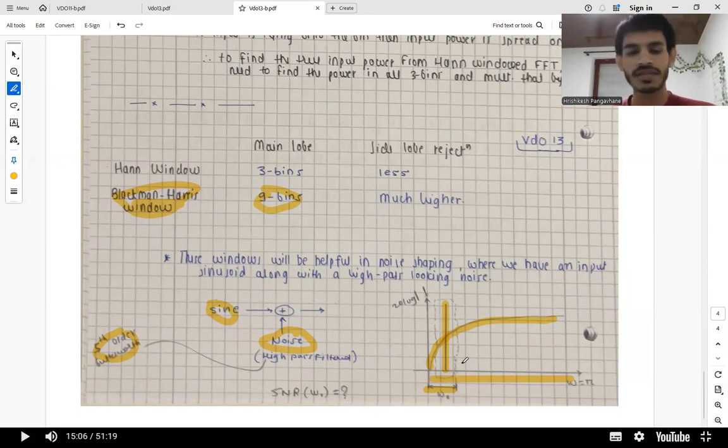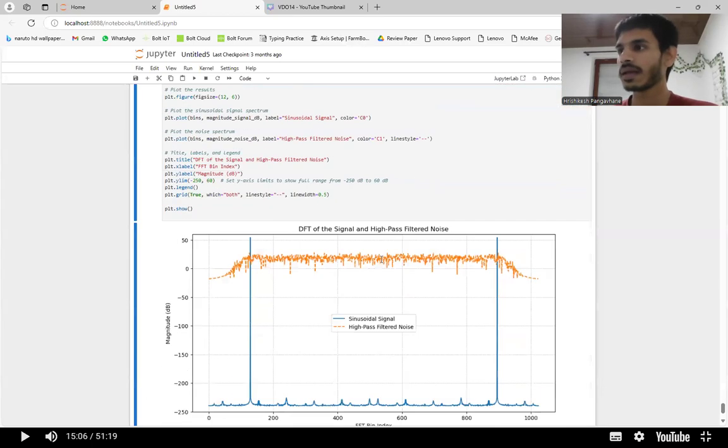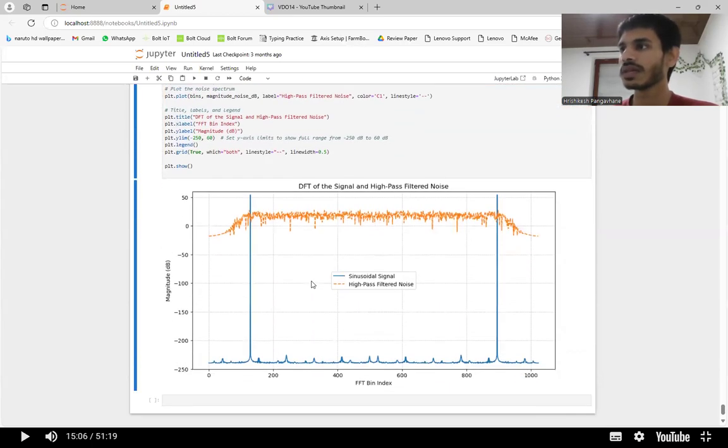So let's see why we actually need this. This is the center axis, the axis of symmetry. Let's talk about this half. We have our sinusoid over here using a rectangular window, let's say. So we have a single peak of the coefficient, which is non-zero. And then we have our noise.